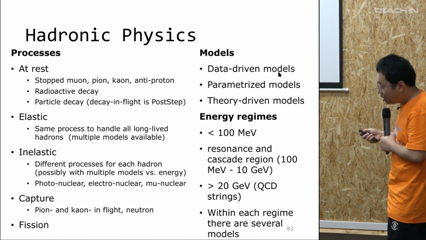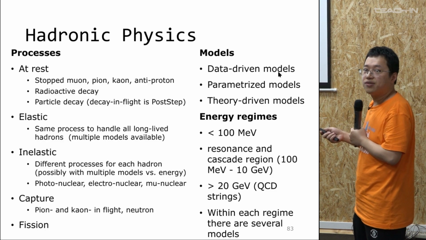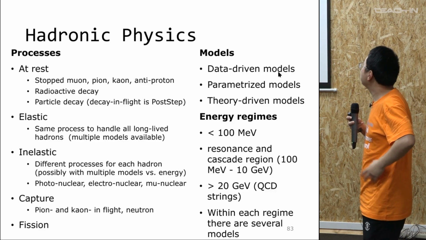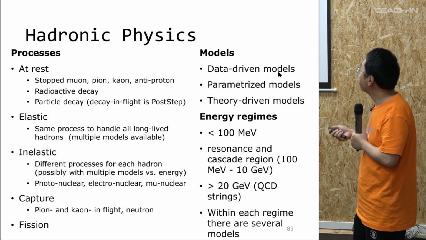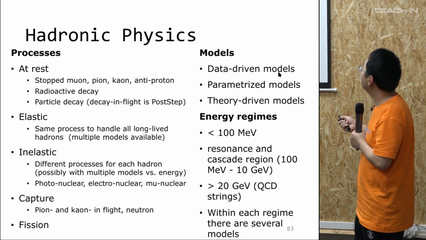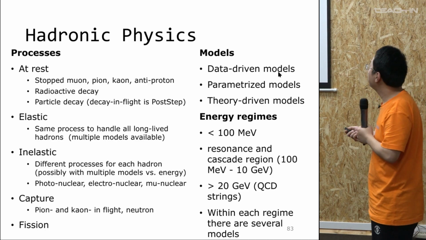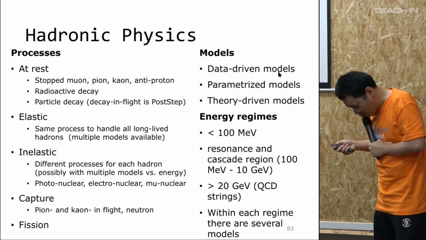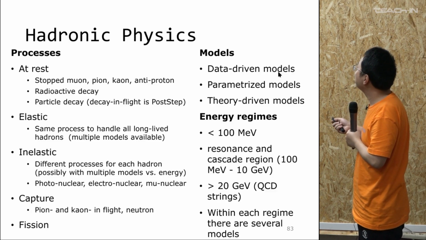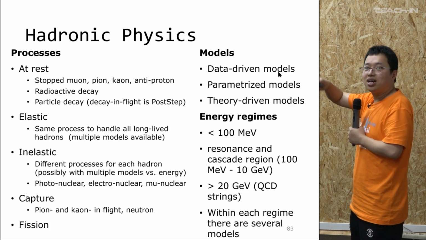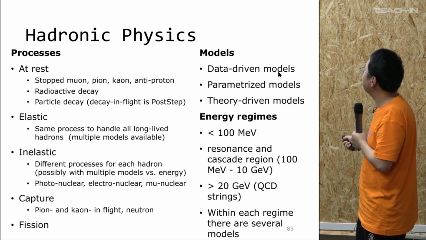And for the models, there are three kinds of models. So first is data-driven. That means people do some experiment and extract some necessary distribution or data, and this could be input to the process. And also there are some parameterized models. So this is useful when people don't need to load all this data. They just use a model to describe this distribution. Also, there is some model that is just a theory-driven model.